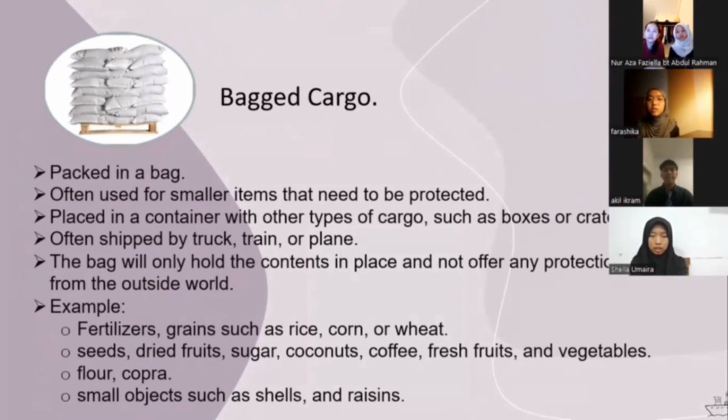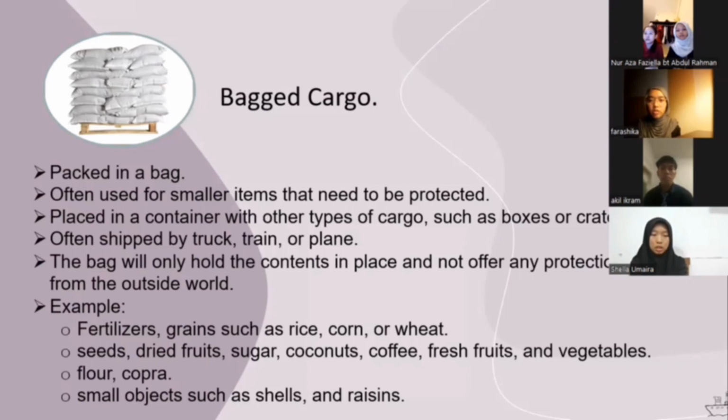The last type of packaging is bagged cargo, which is often used for smaller items that need to be protected, and is placed in a container with other types of cargo such as boxes or freight. It is often shipped by truck, train, or plane. This bag only holds the contents in place and does not offer any protection from harm from the outside world.